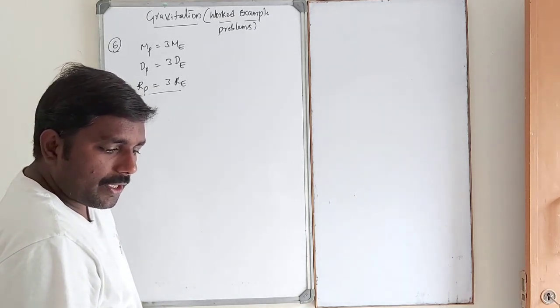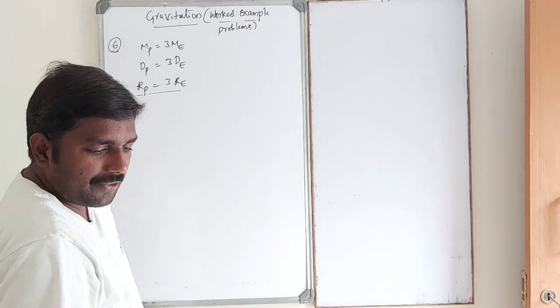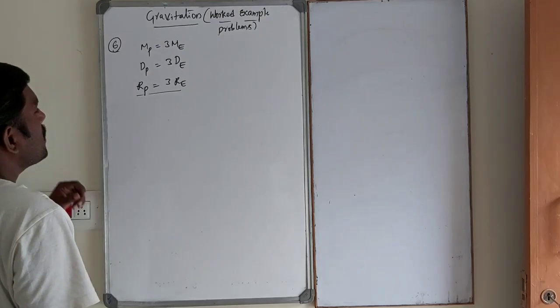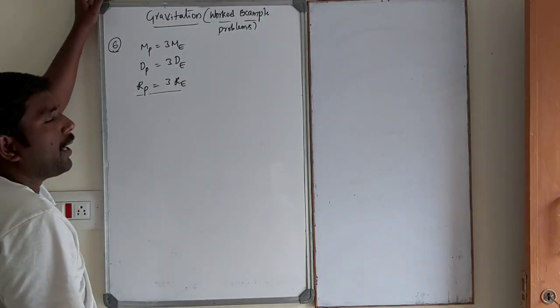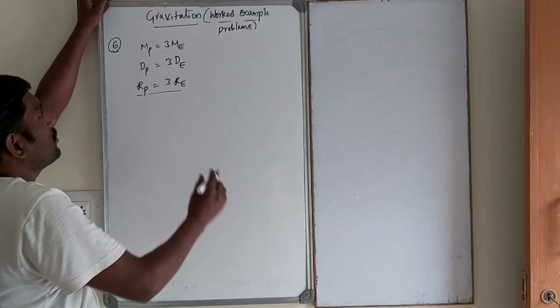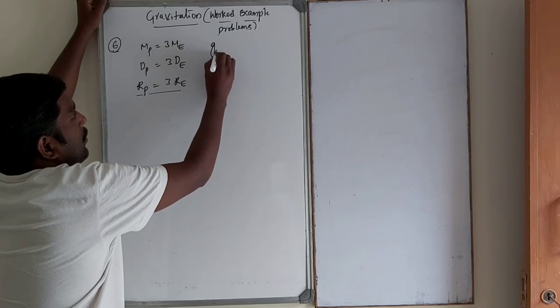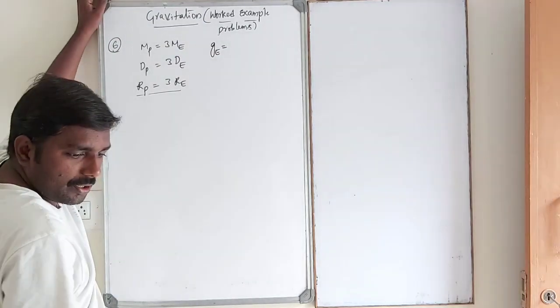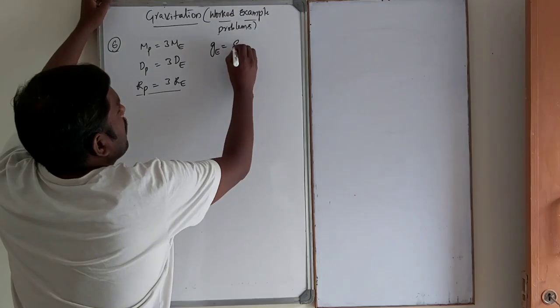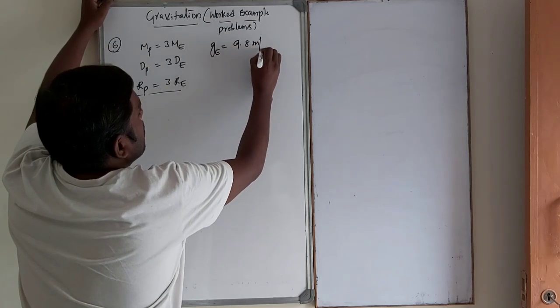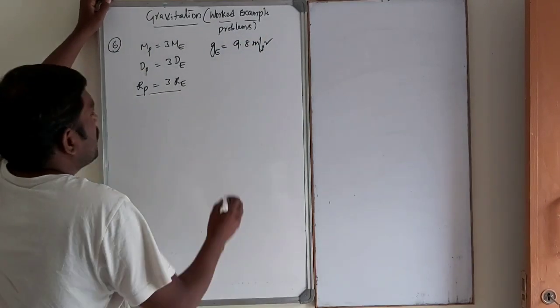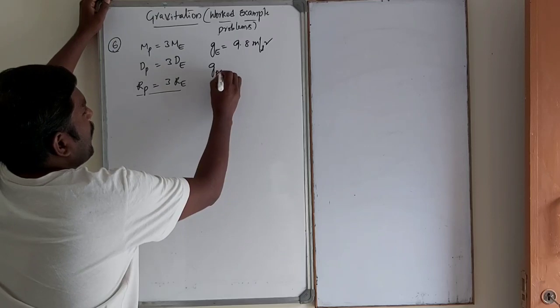Okay. What is the acceleration due to gravity on the surface of the planet? Take g as the acceleration due to gravity on the earth. What is it? 9.8 meter per second square. Already we know. So what is the acceleration due to gravity on the planet?